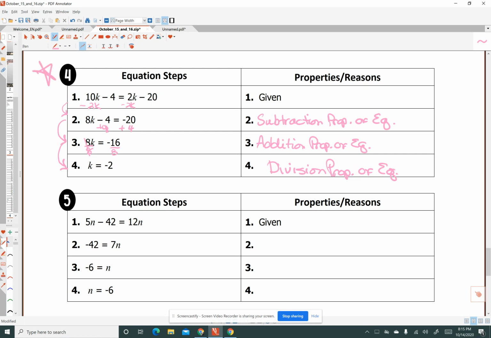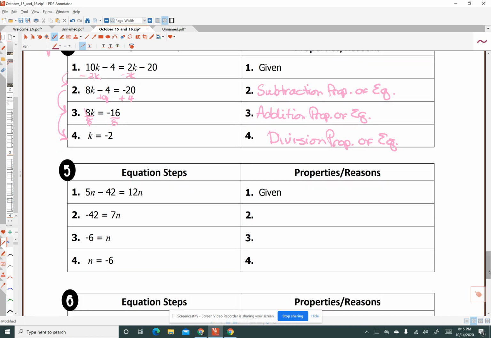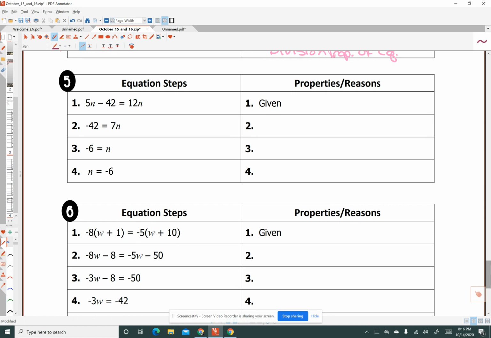All right, good job. Let's pick a new color, and let's move on to number 5. So we have 5n minus 42 equals 12n, and it looks like the first thing they did was subtract n from both sides to get 42n equals 7n. So that's the subtraction property of equality. So that took us to the second step.